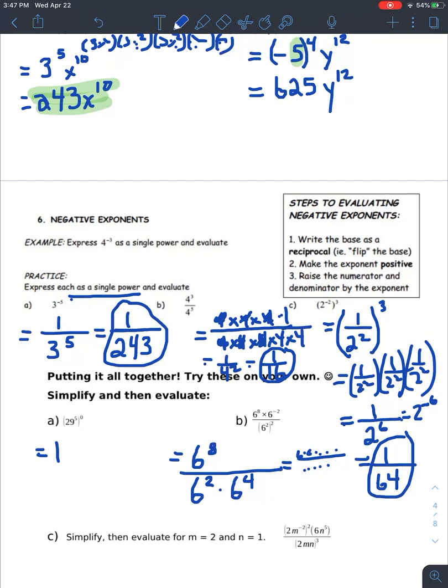So this is simply equal to 6 to the power of 2, and that equals 36.